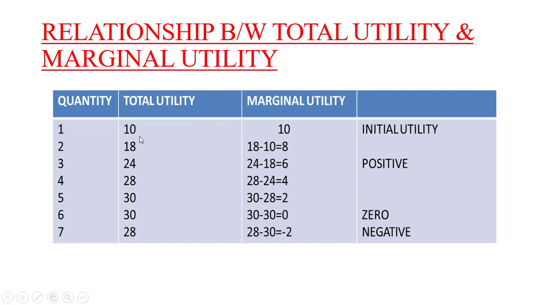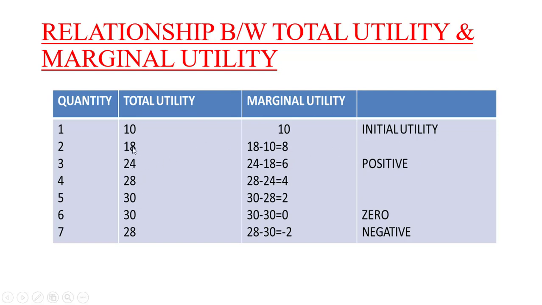But here you can see total utility from 10 it is going to 18, and from 18 it is increasing to 24, right? So till this case if you see here we are having a positive relation. Why we are saying it is positive? Because when total utility is increasing, the marginal utility will go down. Marginal utility is going down, but there is no negative sign in this, right? Because your total utility is higher in the second quantity. 18 minus 10 is giving you 8. It is not giving you minus 8, right? So we are taking it as positive.